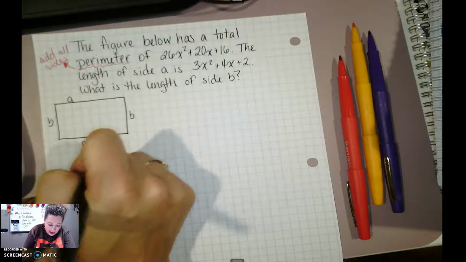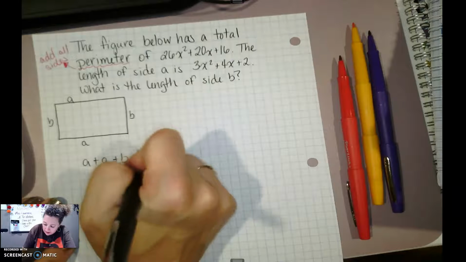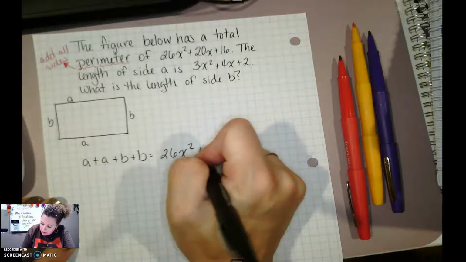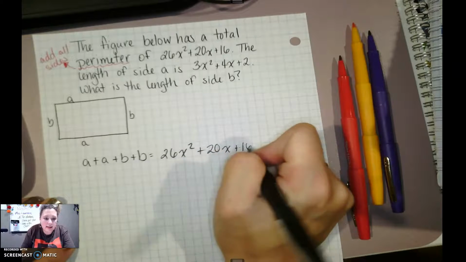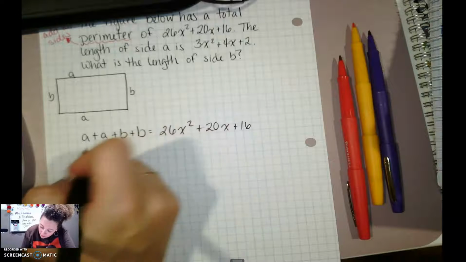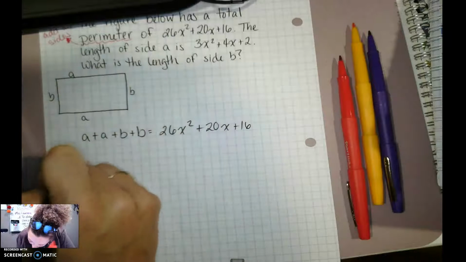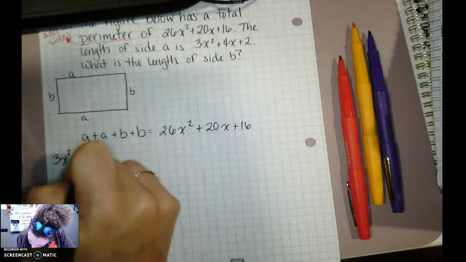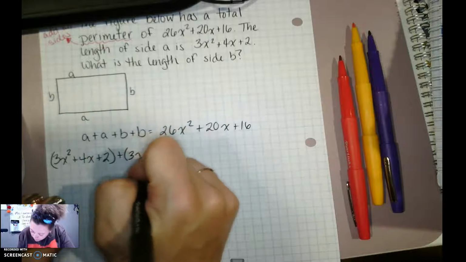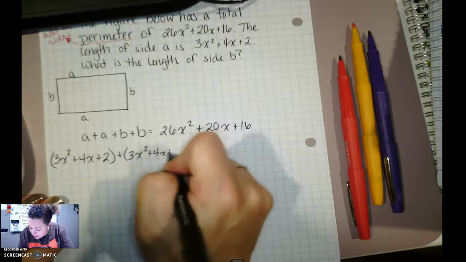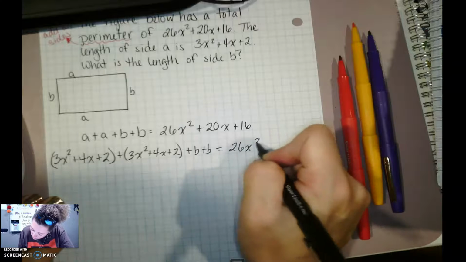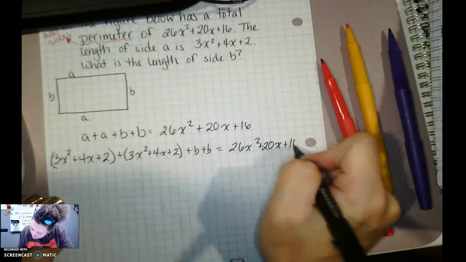So I would have A plus A plus B plus B. And we are told that the perimeter is 26x squared plus 20x plus 16, okay? So I know this. I also know that side A is 3x squared plus 4x plus 2. So I'm going to replace the A's with this. I have two sides that are labeled A, so wherever there's an A in this problem, it's this value. And then B, and it's going to equal 26x squared plus 20x plus 16.